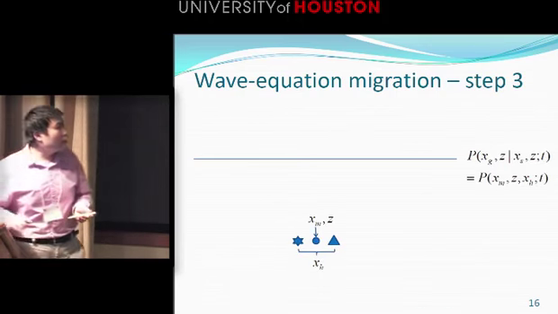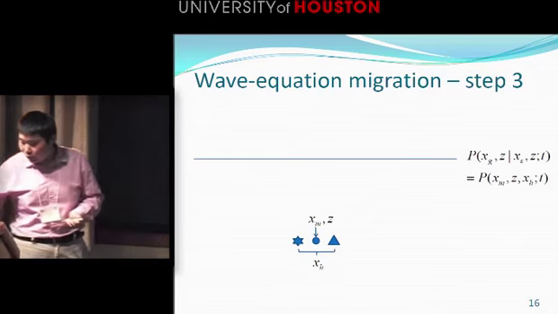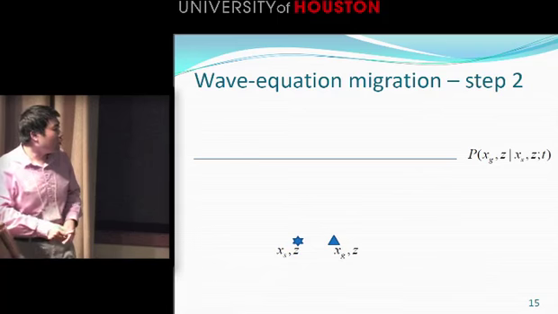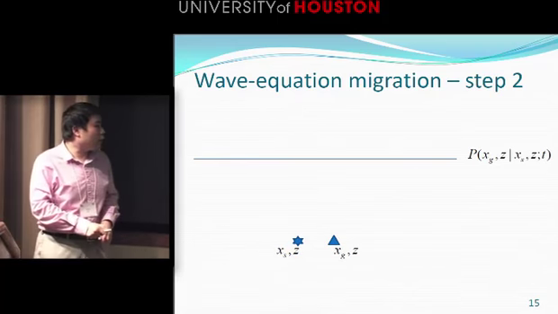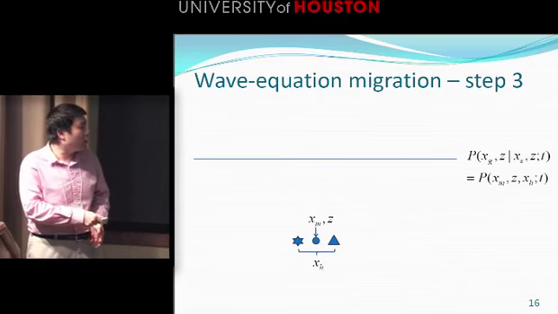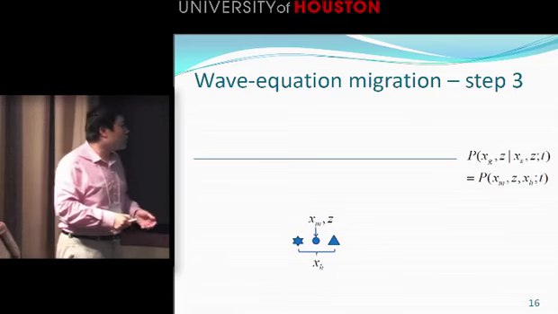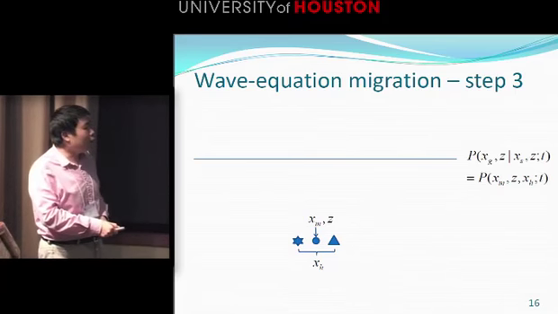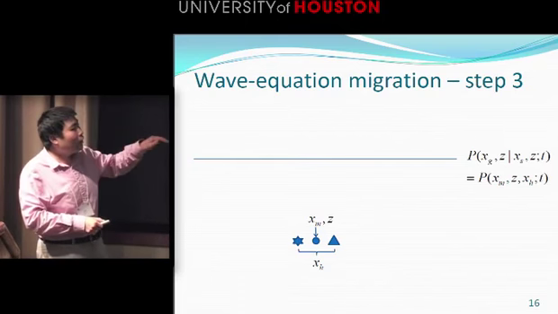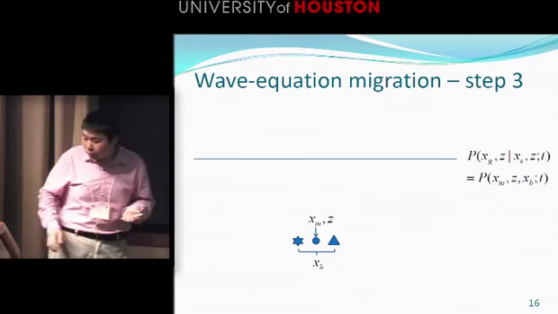And then we go to the third step, where we try to apply the image condition. Before that, the first thing we do is change the coordinates. Before we change the coordinates, we have the source and the receiver coordinates. After that, we use the midpoint and the offset. And please notice that this midpoint and offset is a subsurface midpoint and a subsurface offset. It's not the midpoint and offset at the surface of the acquisition.